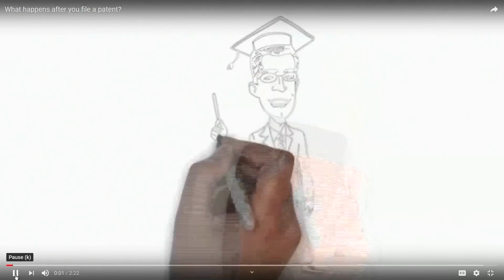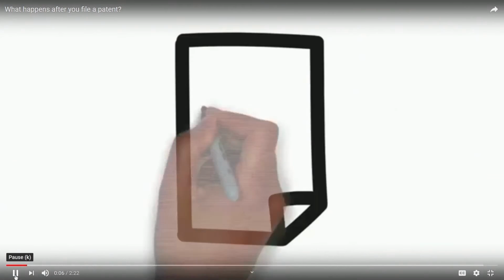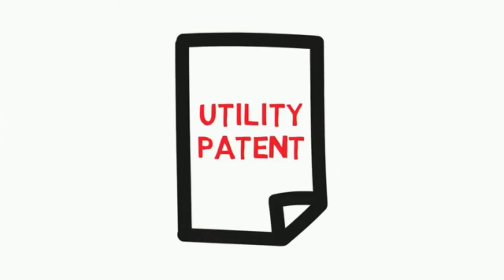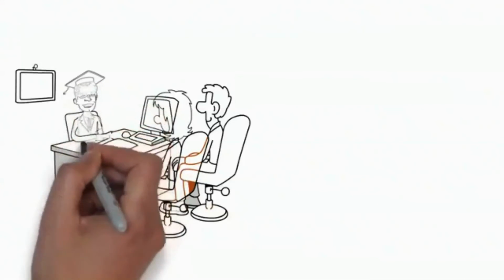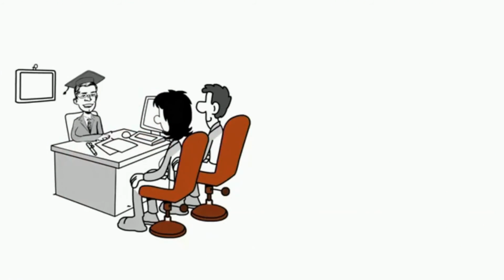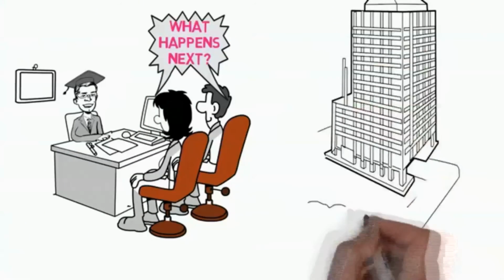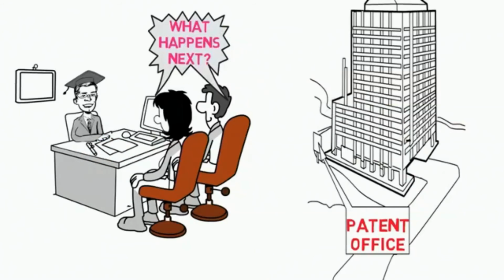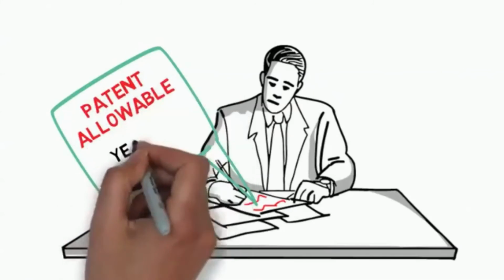Hi, I'm John Risby, the patent professor. A utility patent application defines the nature and use of a new product or process and its applications. One of the most common questions I get when a non-provisional utility patent is filed is what happens next? Well, once the patent application is filed, the process is just getting started. The patent office has to review the patent documents and determine whether the invention is patentable.